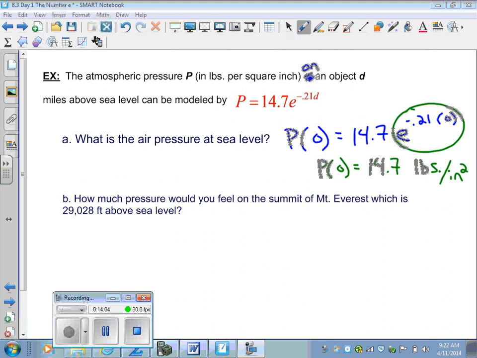Okay, and I give you 29,000 feet above sea level. So that wasn't too nice of me. So first thing we need to do is convert that, right? We need this number here, this 29,000 feet. We need that in miles. Okay, so here's what I'm going to do.